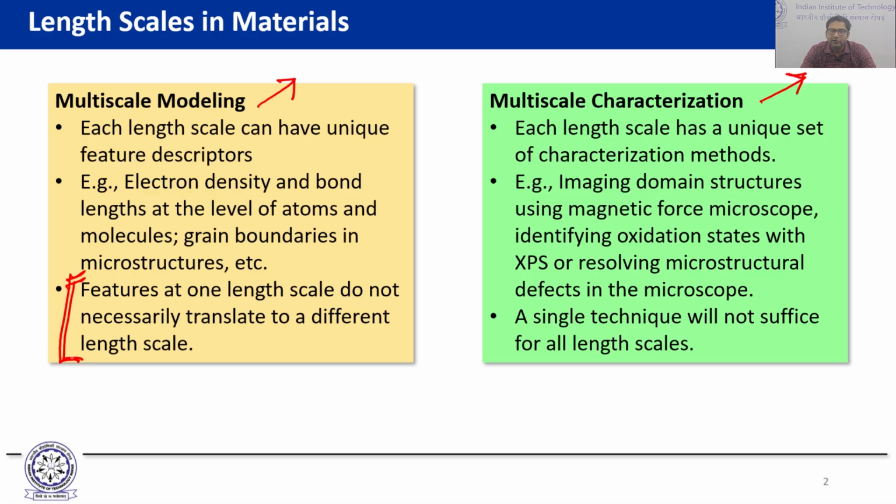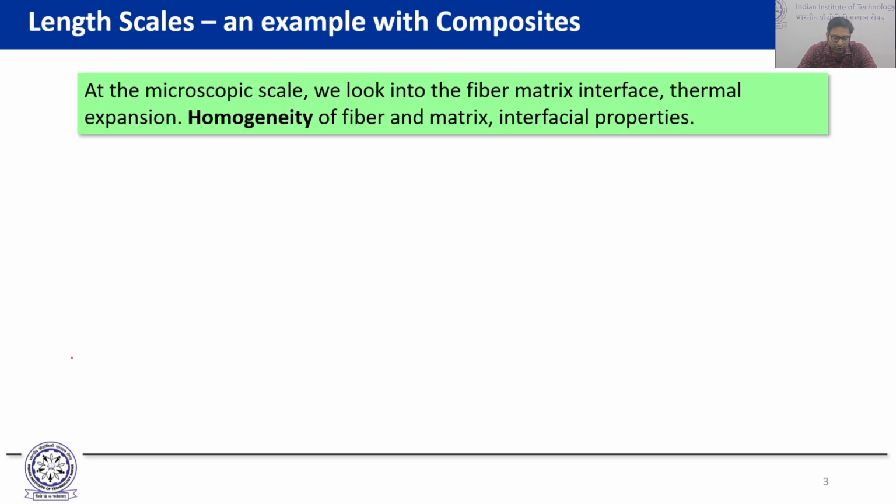People can use scanning electron microscope for looking at a variety of microstructural features. So basically, a single technique does not suffice across all of these length scales. To drive home this point a little bit better, let us take an example with something like a composite material. If you look at a composite material at the microscopic scale, you start looking into this fiber matrix interface, things like thermal expansion and all, that becomes important.